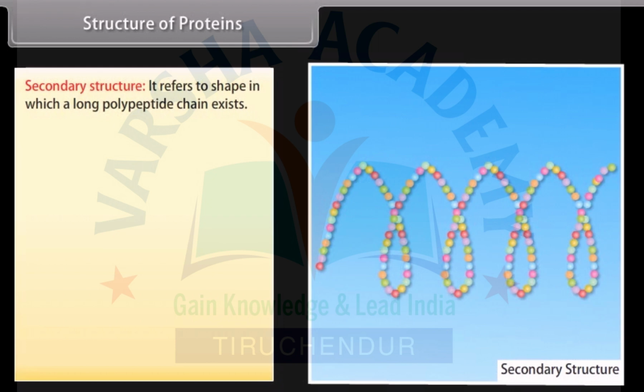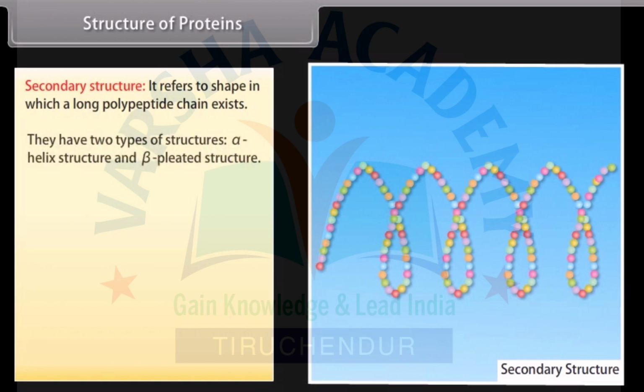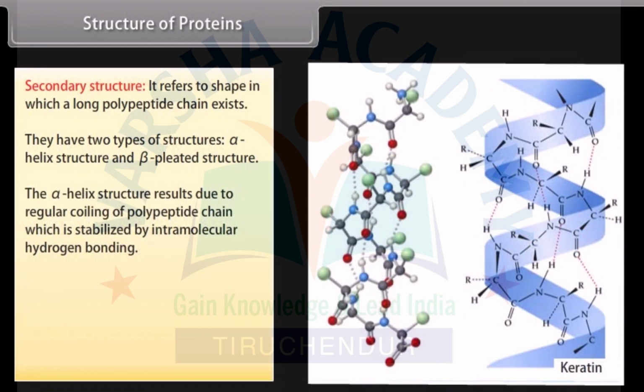Secondary structure. It refers to the shape in which a long polypeptide chain exists. They have two types of structures, alpha helix structure and beta pleated structure. The alpha helix structure results from regular coiling of the polypeptide chain, which is stabilized by intramolecular hydrogen bonding.